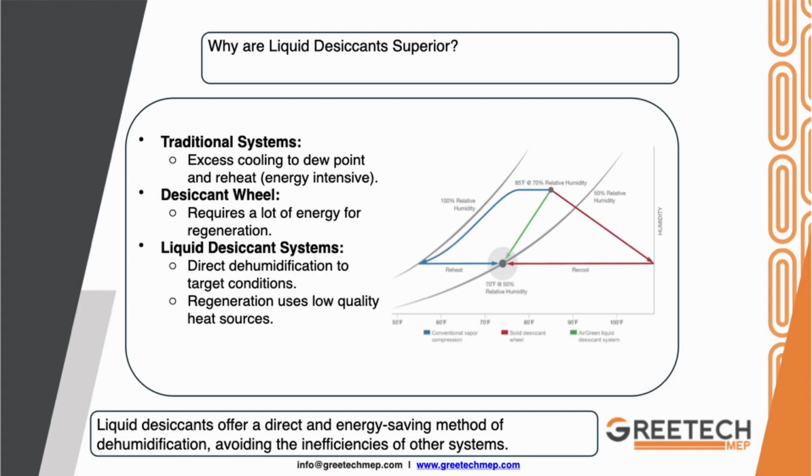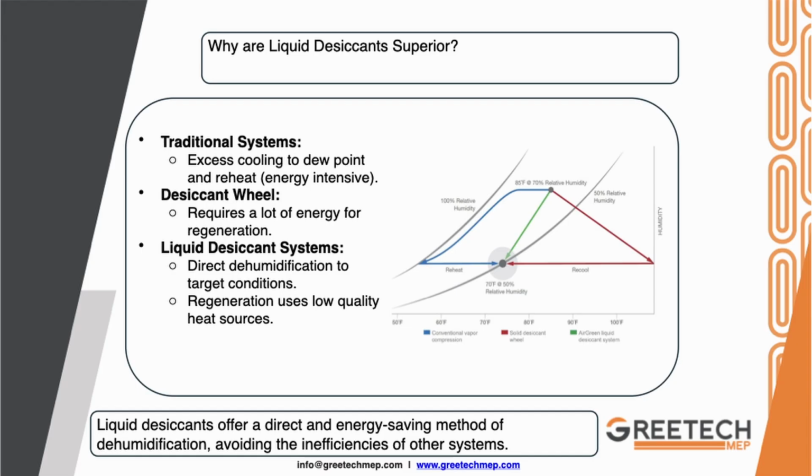This graph shows a thermodynamic comparison of the three most common types of cooling or air conditioning from the point of view of temperature and humidity. First of all, by avoiding the need for extensive pre-cooling and post-cooling, liquid desiccant systems achieve precise humidity control at a fraction of the energy cost.